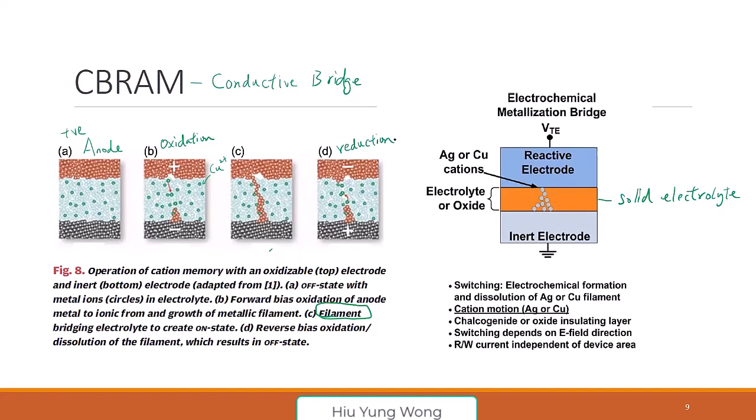Reduction means I take away the electron again. And then your copper becomes Cu2+. Then, what we call it, dissolution of the filament. And that is how you form the so-called conductive bridge RAM. And you see that it is as simple as resistive memory. So you can put in the same architecture. Are there any questions?